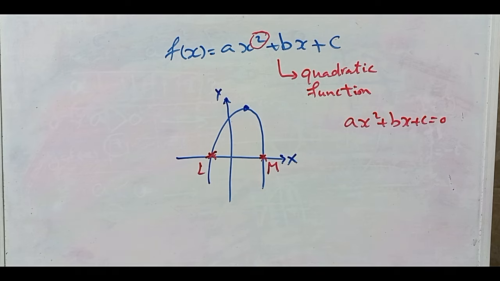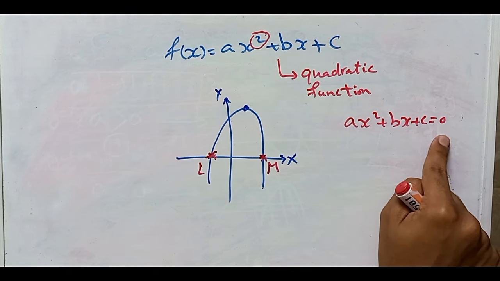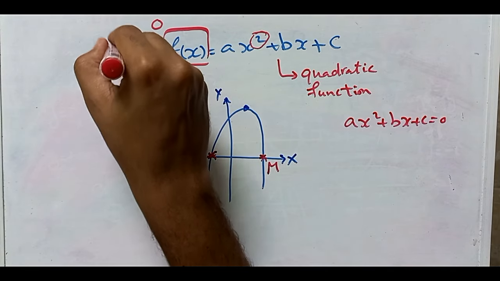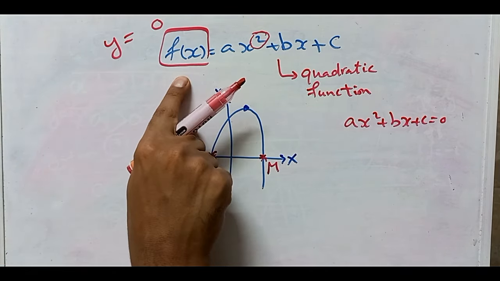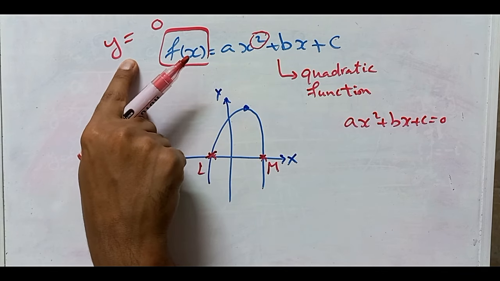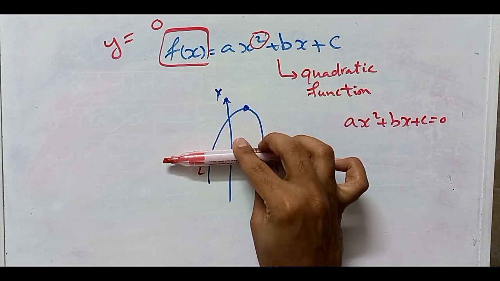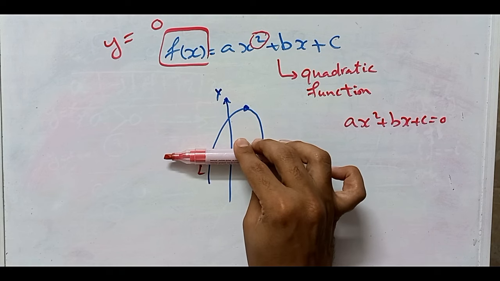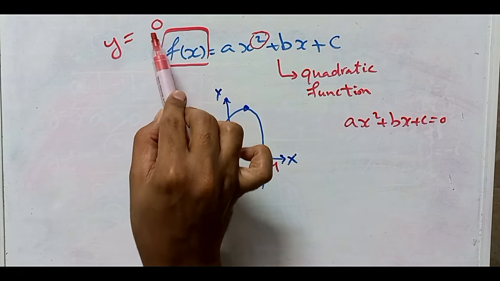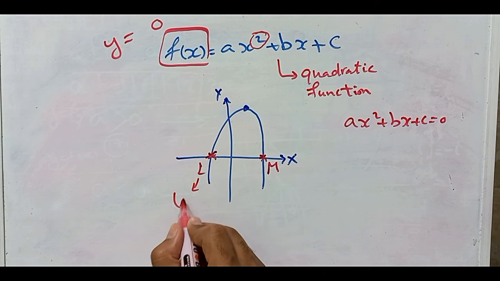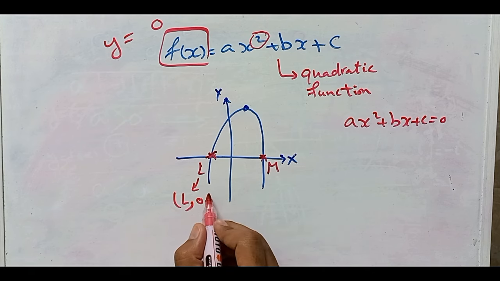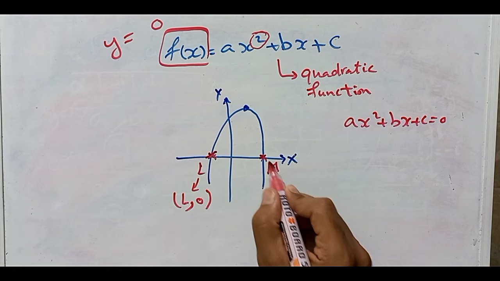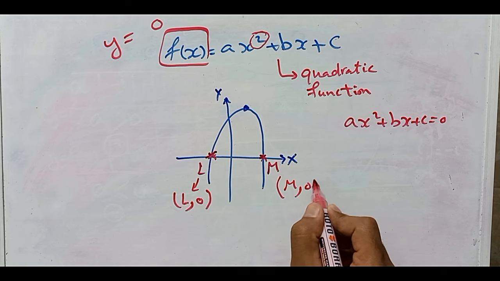Why? Because as we said, the quadratic equation is when the function f of x equal 0 or y equal 0. F of x is the same as y. So in x-axis the value of y is always 0, then the solution is a point on x-axis whose y is 0. Here you have this point is L on x-axis and the second coordinate is 0. Here y equal 0. And also here you have the second root is a point m, 0.